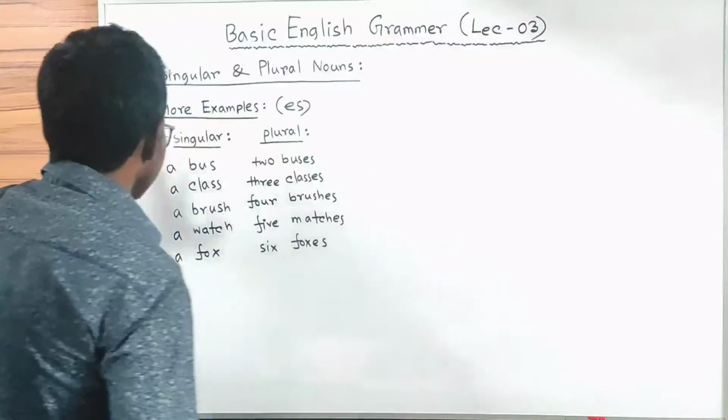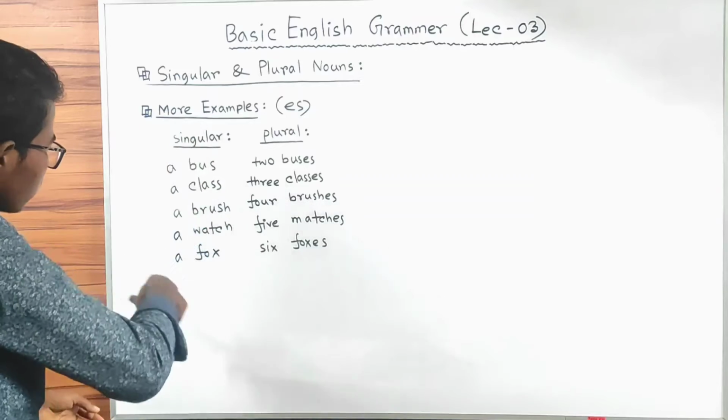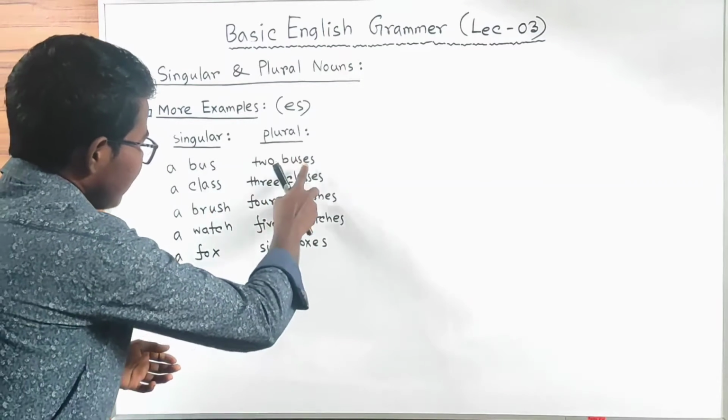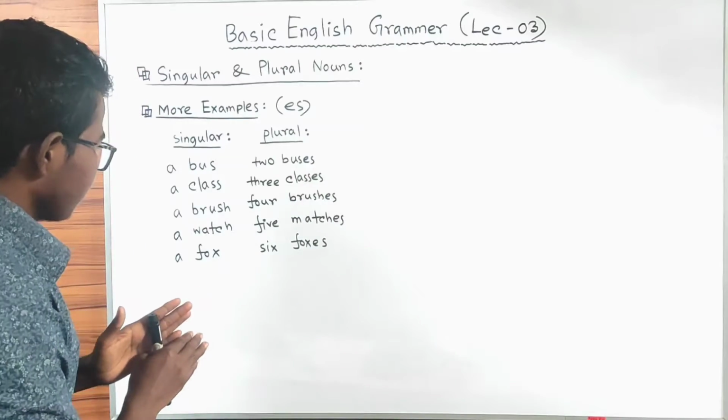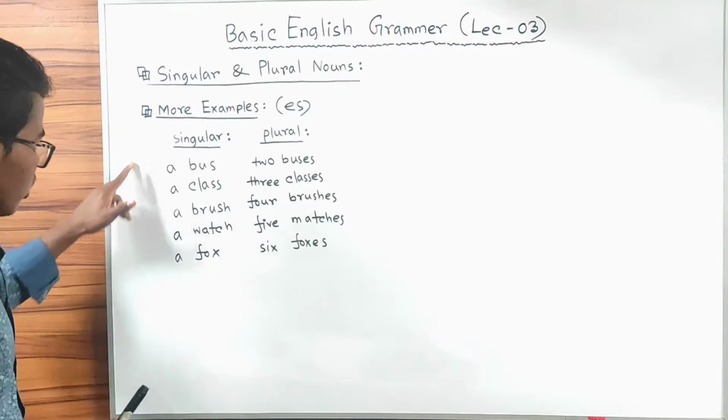Here some more examples are given, but these examples are a little bit tricky. Their singular forms are the same, but to make them plural we have to add es instead of s. So now let's look at these examples. Here are the singular forms.